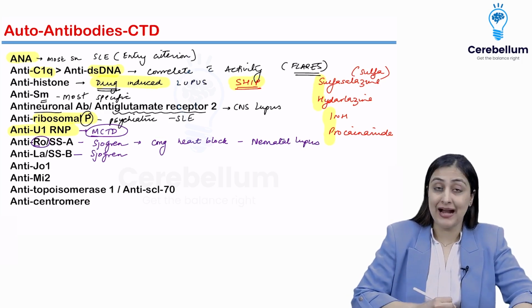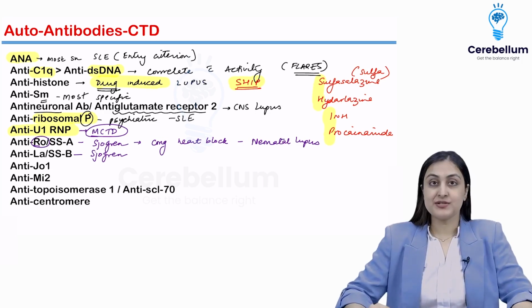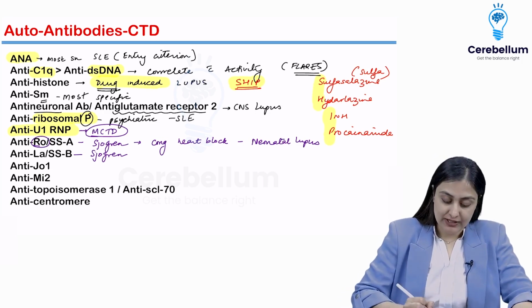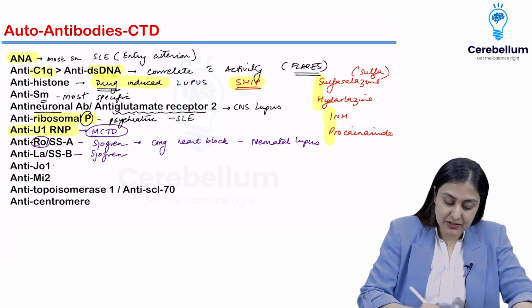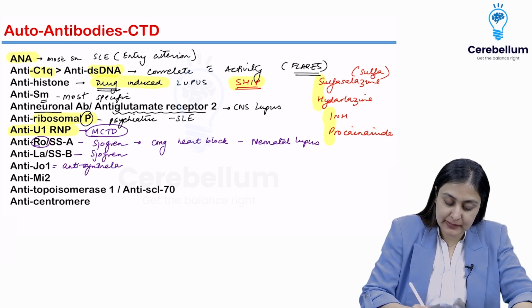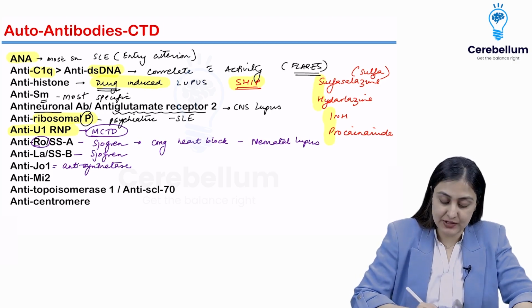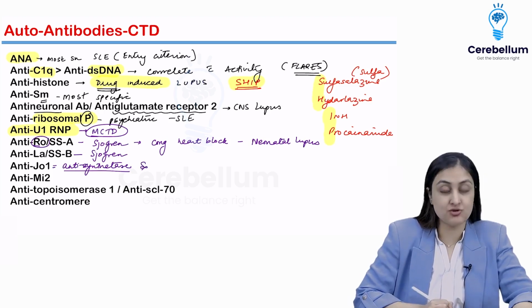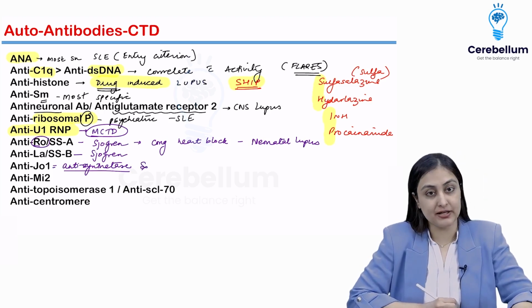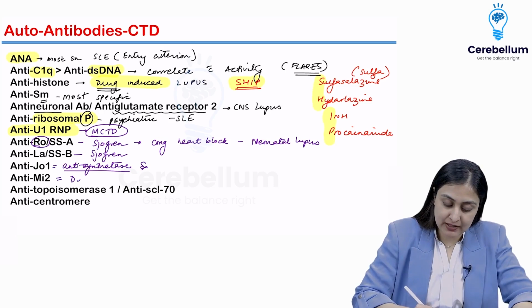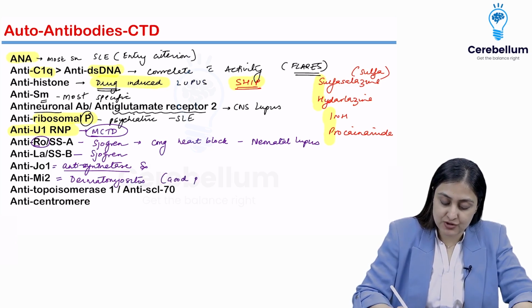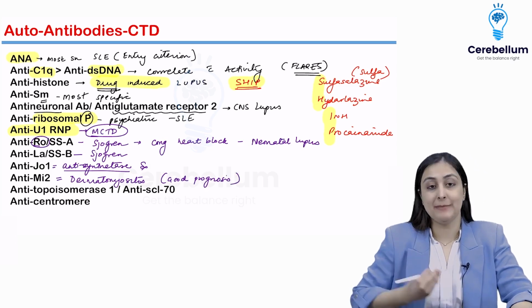And if Ro and La are present in Sjogren's next, you want to remember anti-Jo1. Anti-Jo1, remember, is also known as anti-synthetase, and earlier this used to be a part of dermatomyositis, but now there's a new syndrome, anti-synthetase syndrome, where we use Jo1 as a marker. Anti-Mi2 is a marker of dermatomyositis. We shall be talking about this in detail. This denotes a good prognosis actually. The presence of this autoantibody denotes a good prognosis in dermatomyositis.